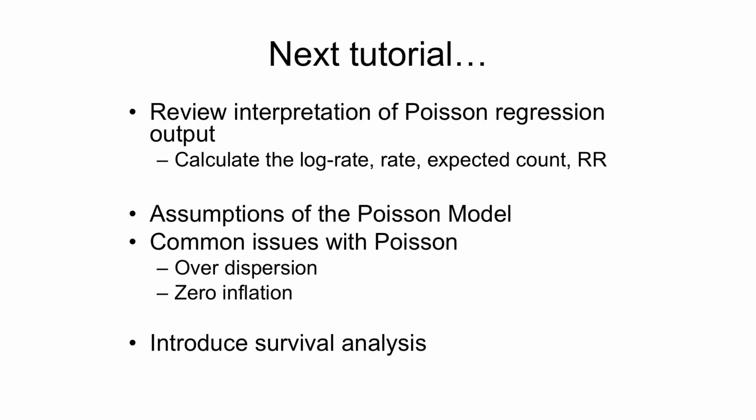In the next tutorial, we'll review Poisson regression, including how to interpret output and calculate the log rate, expected count, and rate ratios. We'll also go over the assumptions of Poisson regression and discuss common issues with this modeling method, including over-dispersion and zero inflation. And finally, we'll introduce survival analysis.